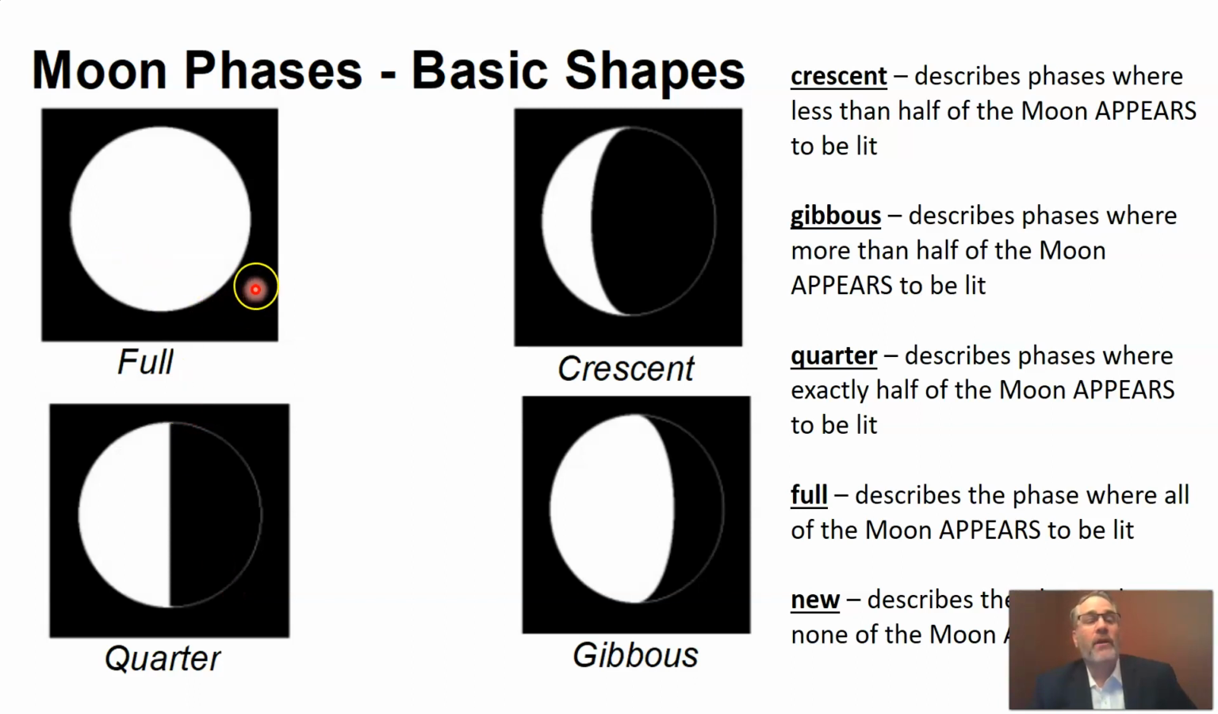We also have a full moon. That's a basic shape, where all of the moon appears to be lit. And not shown here is something called new moon. A new moon is where we can't really see the moon, or none of the moon appears to be lit. So there are our five basic shapes: crescent, gibbous, quarter, full, and of course new. And you just need to remember that each one of these shapes describes how much of it appears to be lit from Earth.